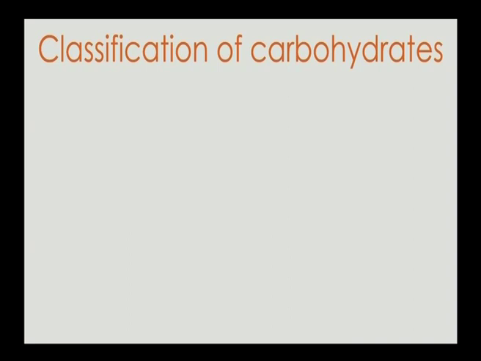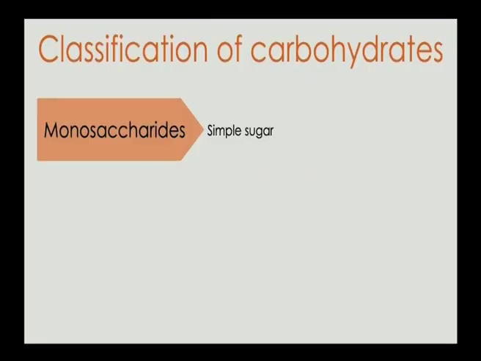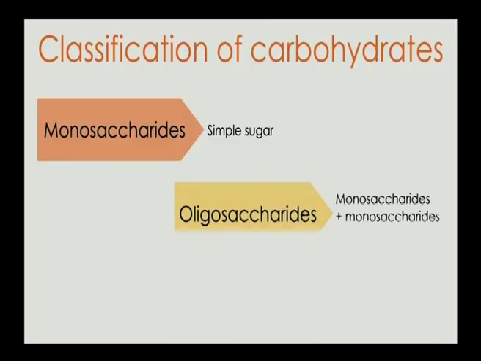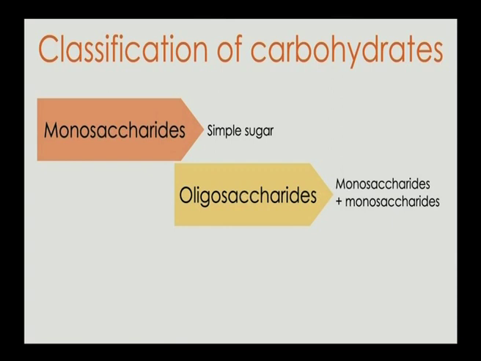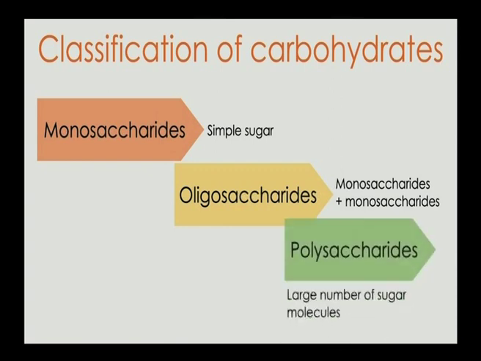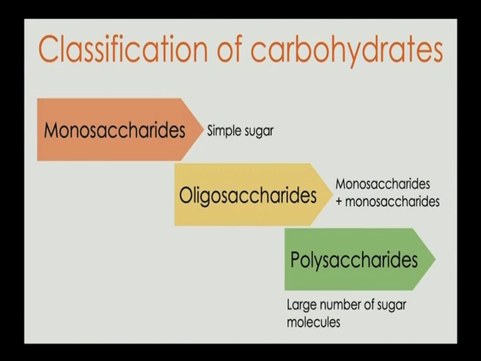Based on the number of sugar units, we are going to classify or categorize carbohydrates under 3 subheadings. The first one is monosaccharides. The second one is oligosaccharides. And the third one is the polysaccharides. Let's try to define what monosaccharides are.